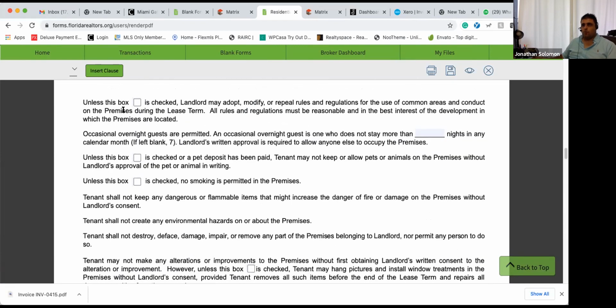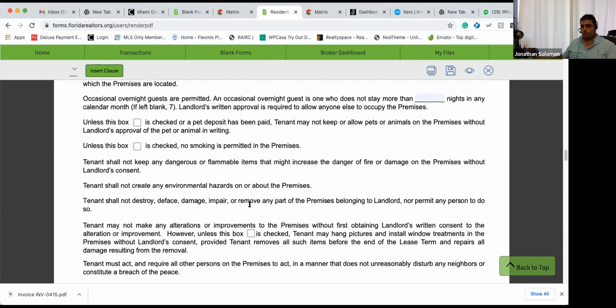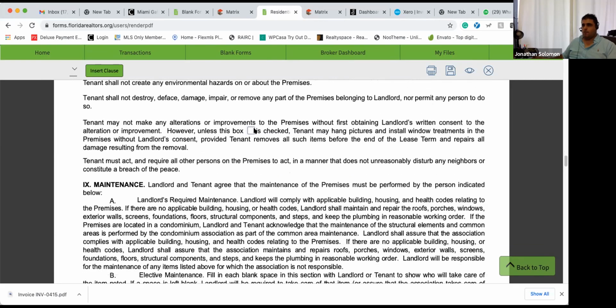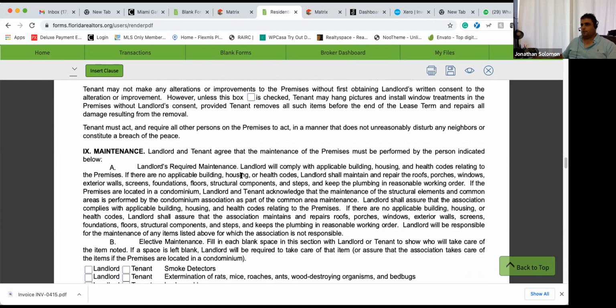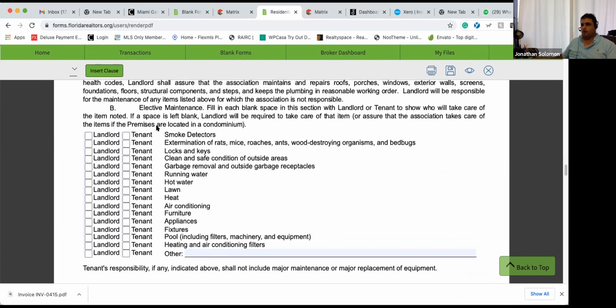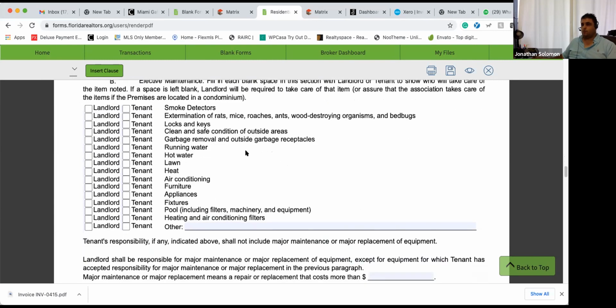We're going to scroll down a little bit more. If the tenant's allowed to modify or change anything in the apartment, that will be the place to check it. That would be a place to check whether pets are allowed in the property, whether smoking is allowed, whether the tenant may create any alteration to the property, that's the place to check it. And we're getting now into the maintenance, which is a bit confusing section, and that's why I wanna go over it.